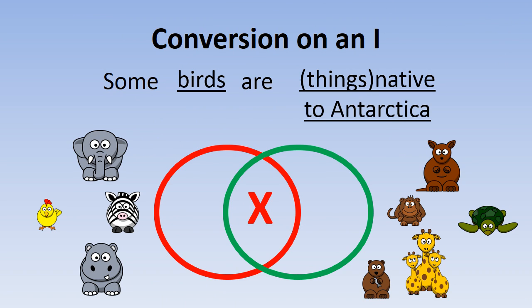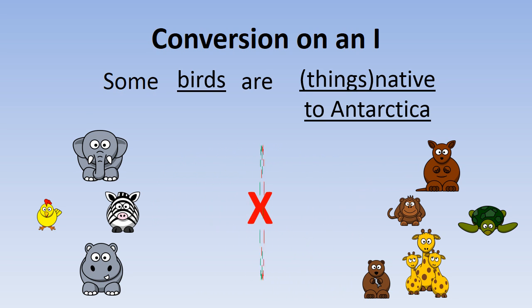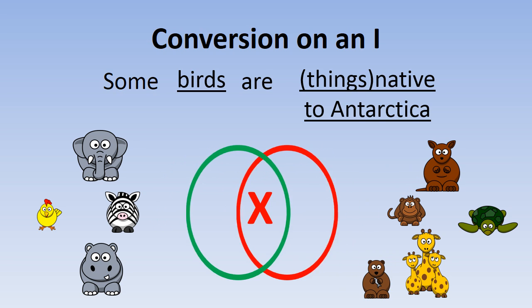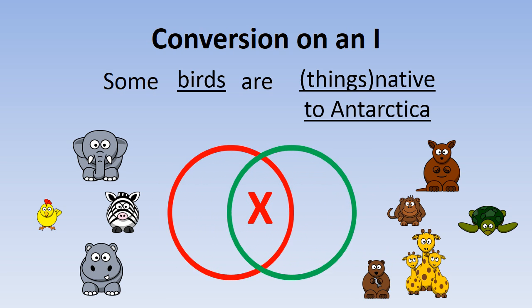Well, how about an illustration to get us started? Let's start by doing conversion on an I. If some birds are things native to Antarctica, you notice that the X in this circle is right there in the middle of the two circles, and you could swap one back and forth. It doesn't really make a difference, just as long as you keep that X in the middle.